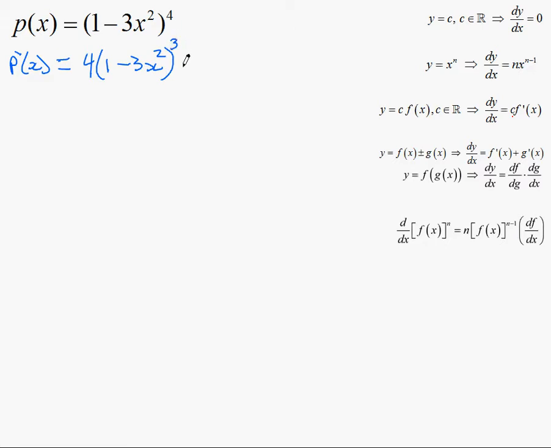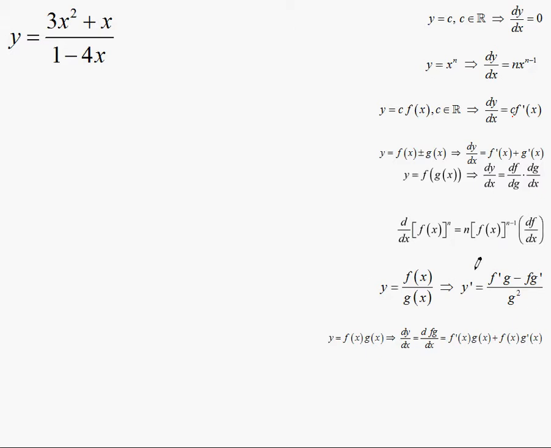and 4 becomes a 3, times the derivative of that part that was in brackets, so the derivative of 1 minus 3x squared, which is negative 6x. And we can simplify that, negative 24x, multiply these, 1 minus 3x squared to the power of 3. And so that's our derivative.